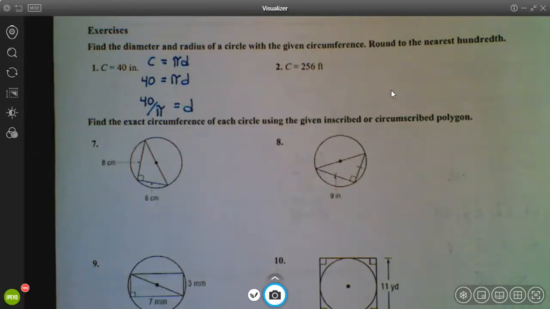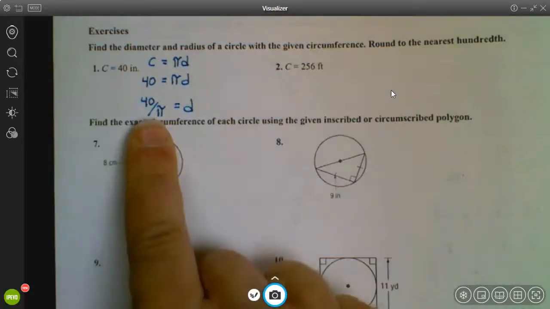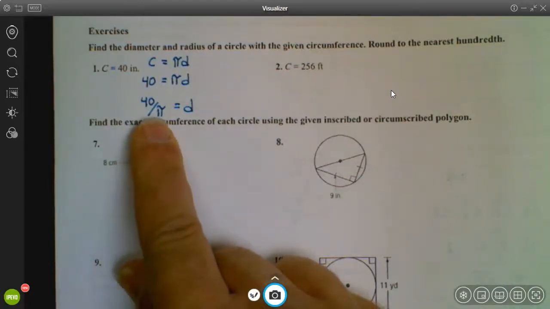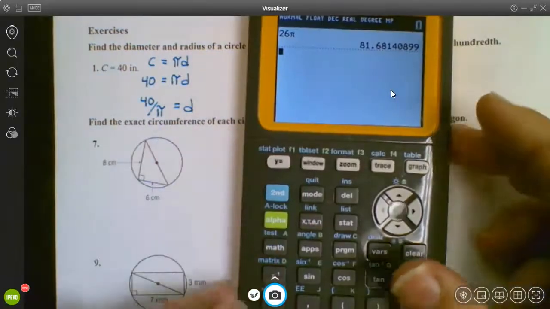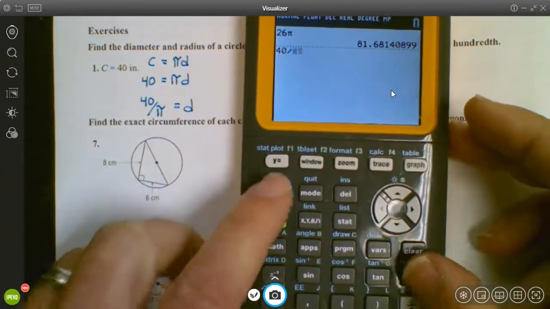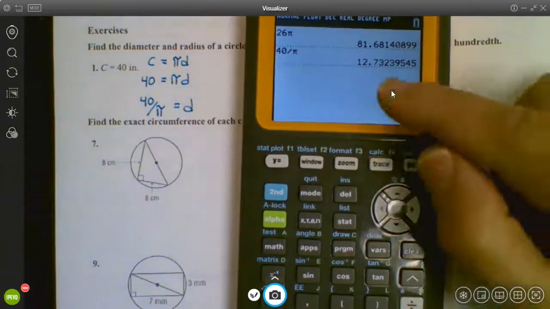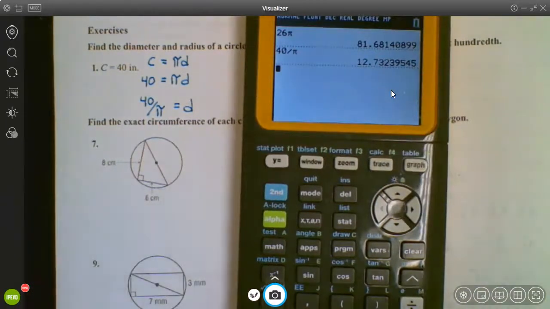But again, guys, I do want you to remember, if you're ever given directions that say leave your answer in terms of pi, stop here. That would be your answer. But this one does specifically say round it to the nearest hundredth. So we would go in, type in 40 divided by pi, and to the nearest hundredth, we would say 12.73.